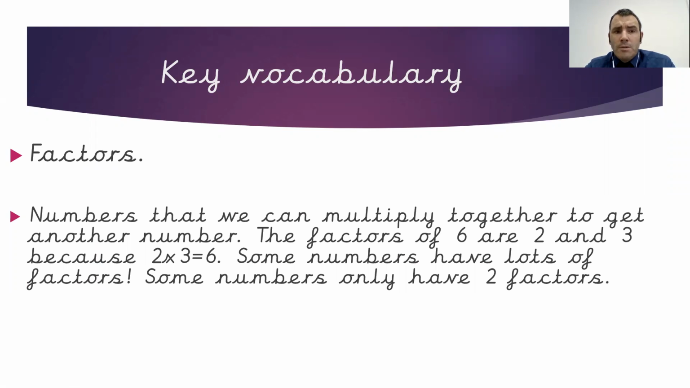Factors are numbers that we can multiply together to get us another number. So the factors of 6 are 2 and 3. So we know that 2 multiplied by 3 equals 6. Some numbers will have lots of factors, some numbers only have 2 factors.